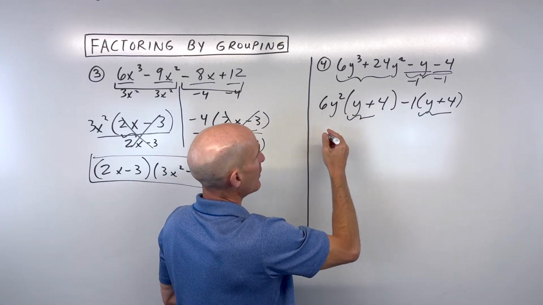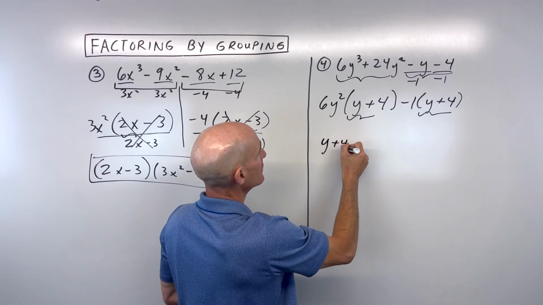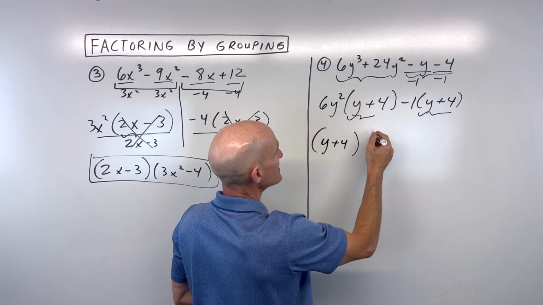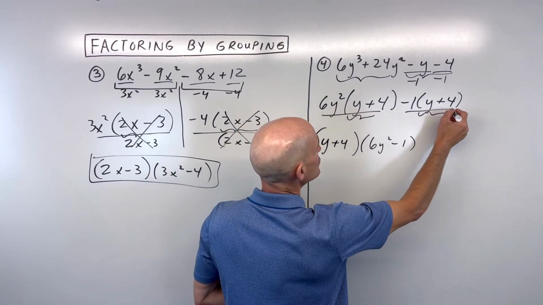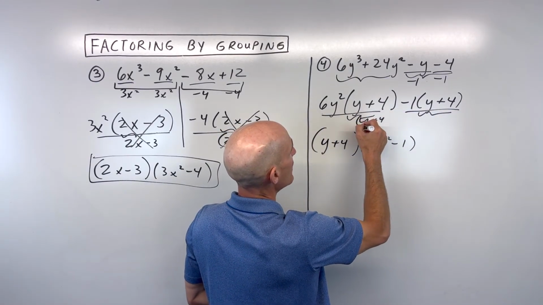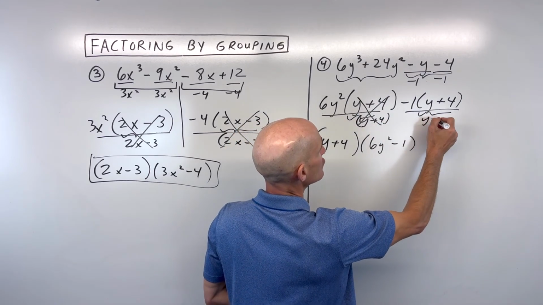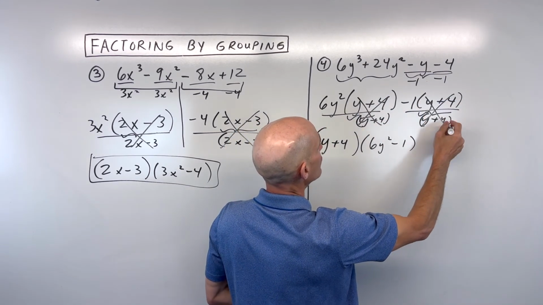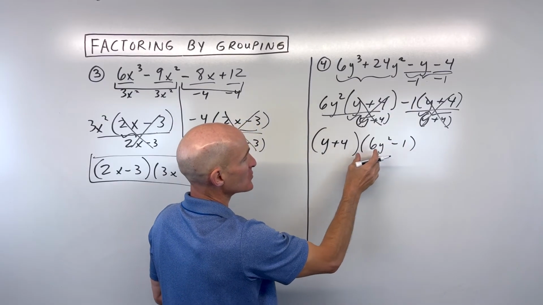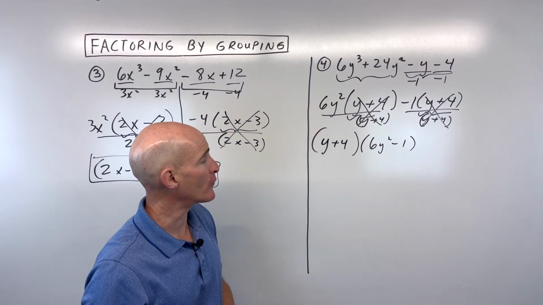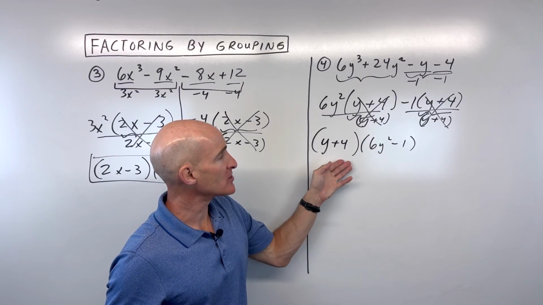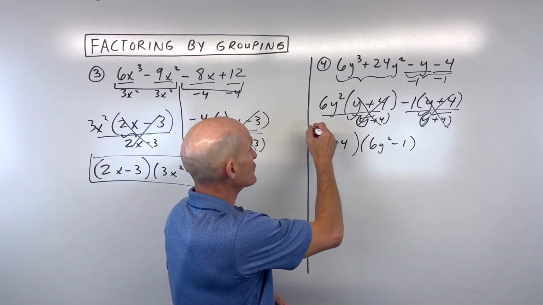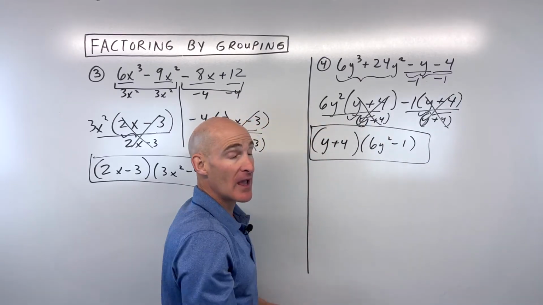So if we factor out that y plus 4 as a group, that's going to leave us with 6y squared minus 1. Again, you can do that by just showing your work. You're dividing this group by y plus 4, you're dividing this group by y plus 4, and you're left with 6y squared minus 1. Make sure to put that y plus 4 in front. Again, we can't factor this further. This isn't a difference of two squares. That's about as far as we can go. That's your final factored form, and you got it.